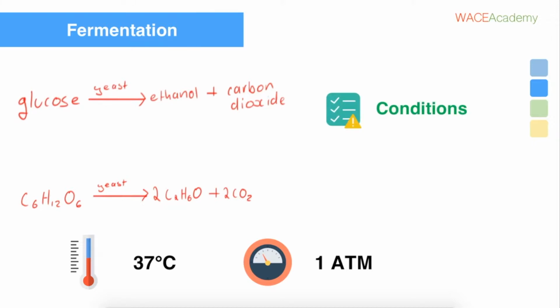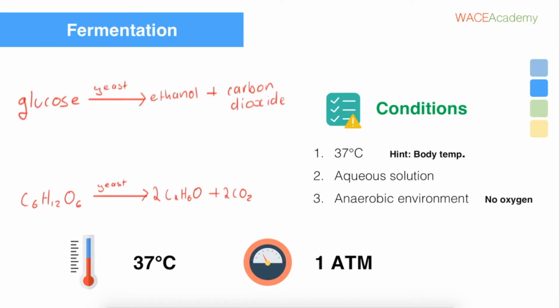The necessary reaction conditions for fermentation are 37 degrees Celsius for optimal function. A good way to remember this is think about the temperature your body operates at. All the reagents must be dissolved in an aqueous solution, again like in your body. The reaction must be performed in the absence of oxygen, which we call an anaerobic environment. We also must have the yeast enzymes.